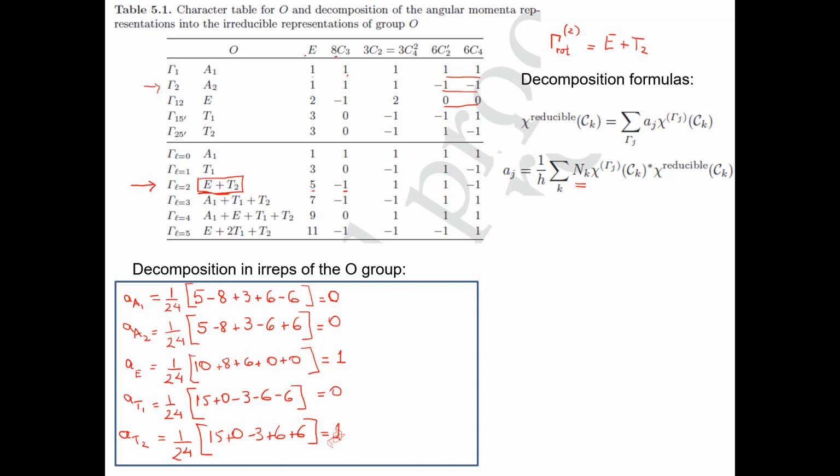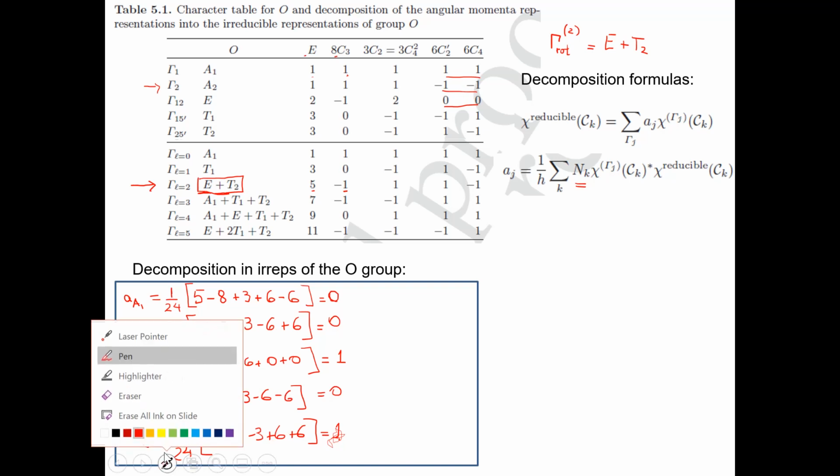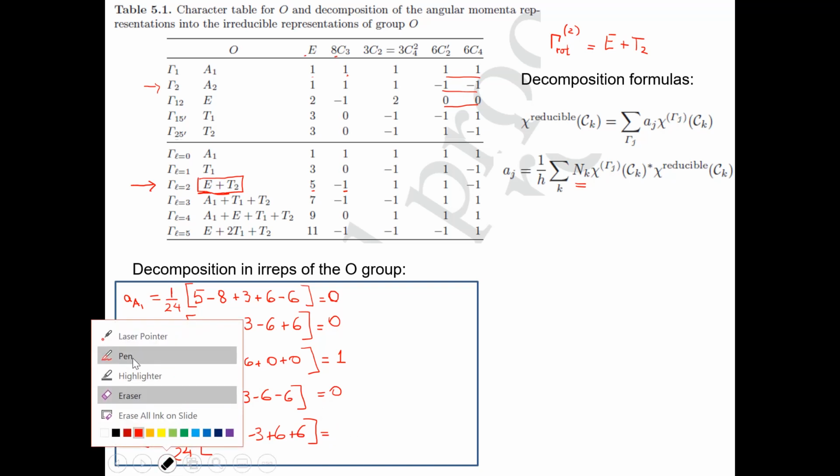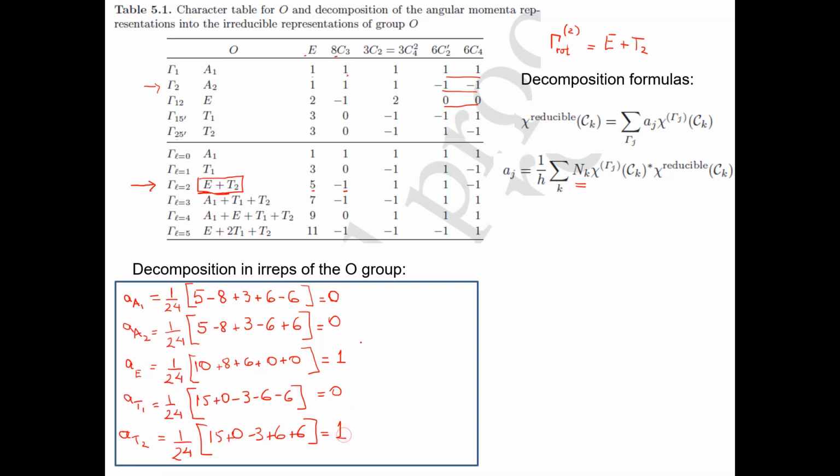So as expected, as we have anticipated, we get 1 here, 1 here for representations E and T2. So basically, as a result, we can say that the D states, or the representation gamma 2, splits under the action of the O symmetry, the crystal field, into the sum of E and T2. Okay?